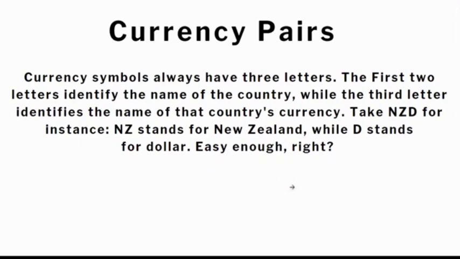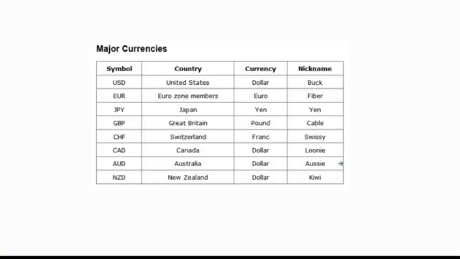Easy enough, right? The NZ stands for New Zealand, and the D stands for dollar. Take the USD. The US stands for United States, and the D stands for dollar. Take the GBP. The GB stands for Great Britain, and the P stands for pound. So this is basically the simplest way you can understand how currencies are symbolized.